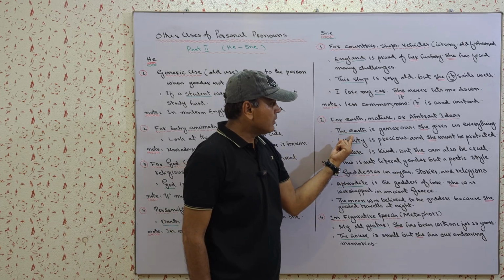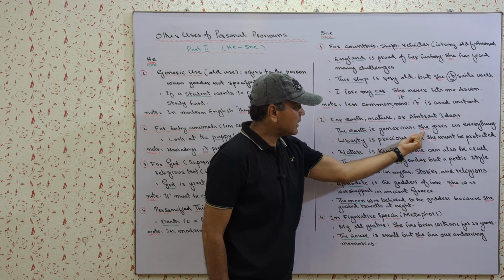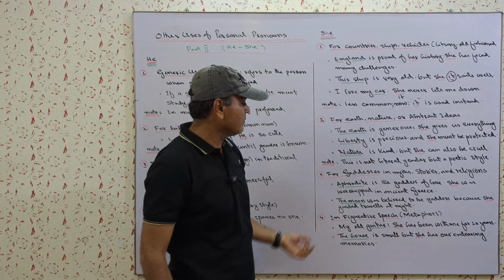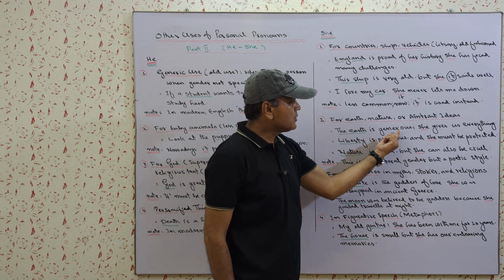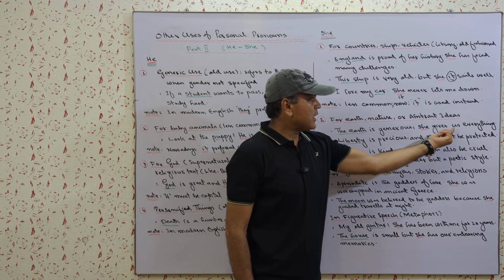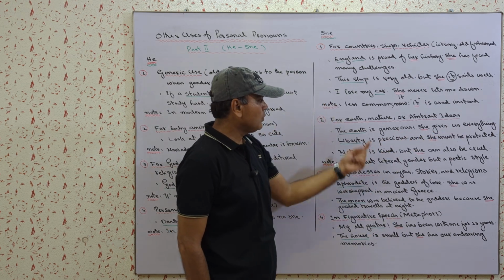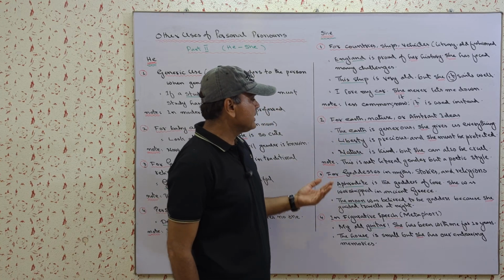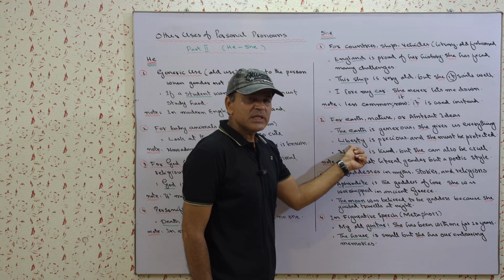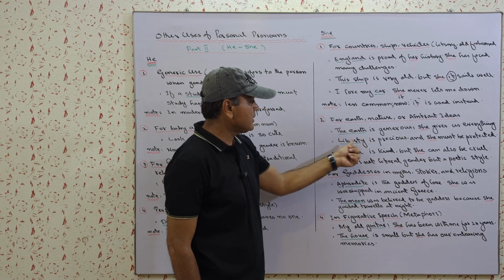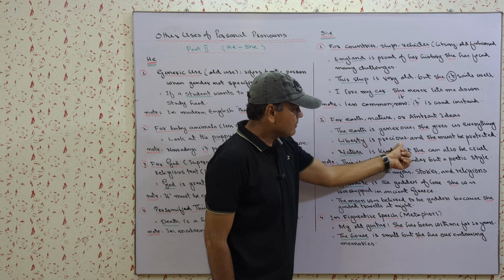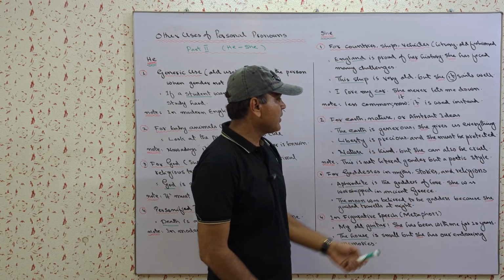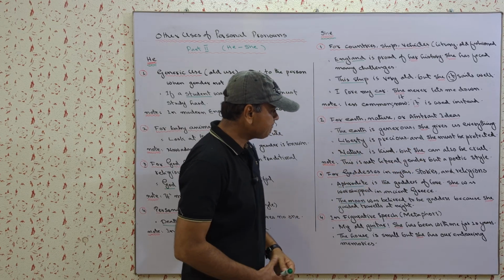The second use of she is for earth, nature, and abstract ideas. Like, the earth is generous, she, I have used she here in place of earth, though the earth is non-living. The earth is generous, she gives us everything. Liberty is an abstract idea, so liberty is precious and she must be protected. So here we have used she in place of liberty.